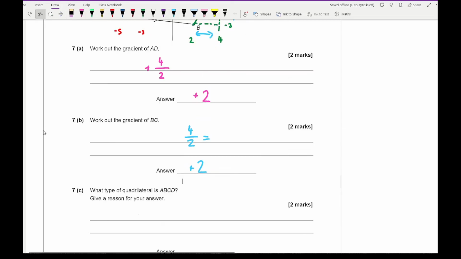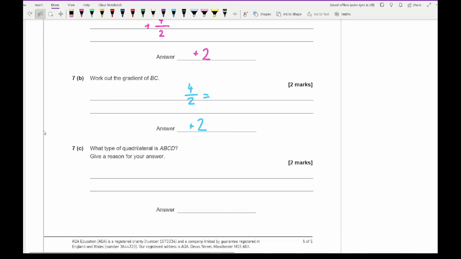It then says what type of quadrilateral is ABCD? Well, because we've got two sets of parallel lines and there's no 90-degree angle, it's therefore going to be a parallelogram.